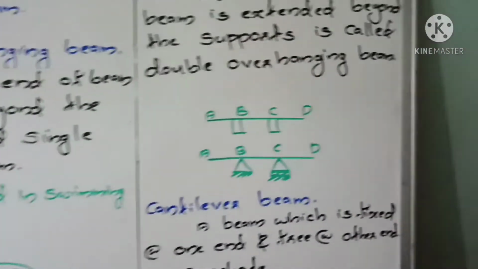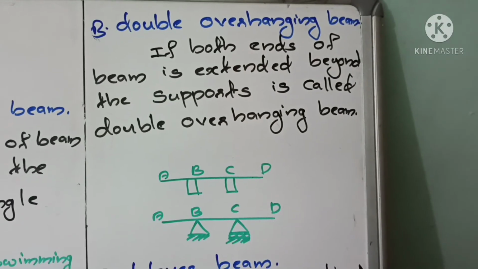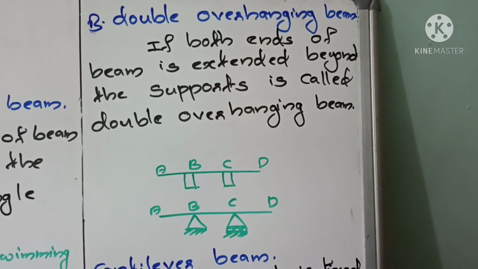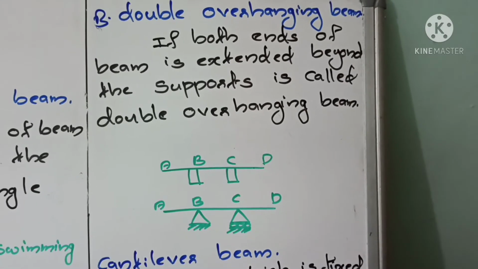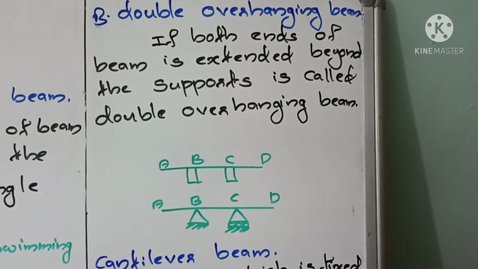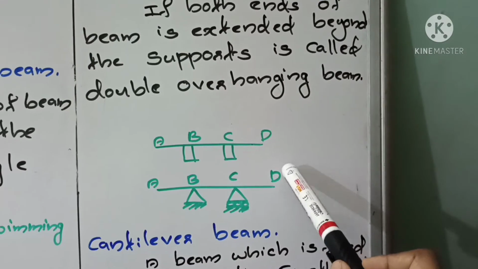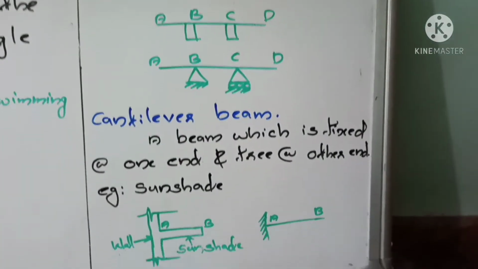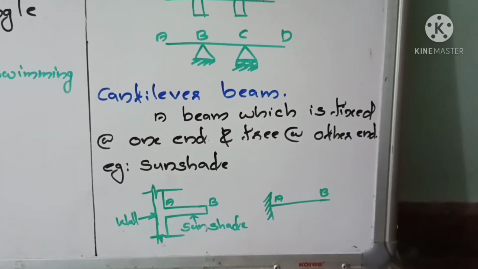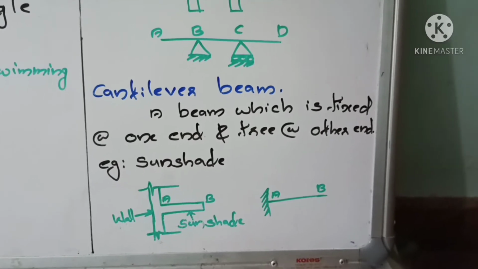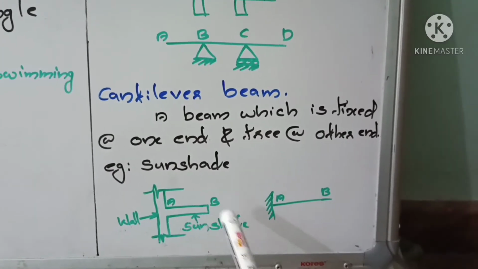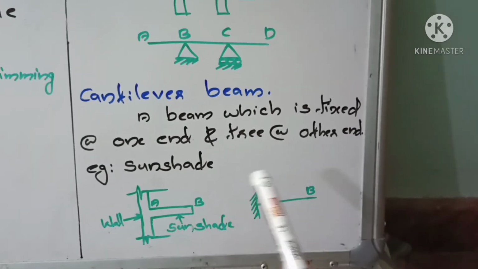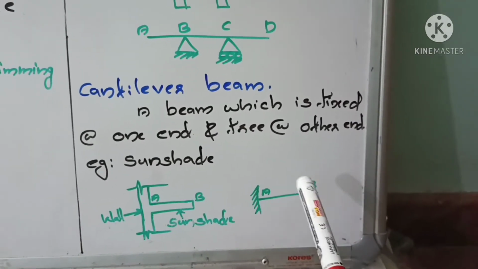this. Next one, double overhanging beam. If both ends of beam is extended beyond the supports, it is called double overhanging beam. Double overhanging beam can be represented like this. Next one, cantilever beam. A beam which is fixed at one end and free at the other end is called cantilever beam. Example, sunshade. This is the figure of sunshade. A cantilever beam can be represented like this.